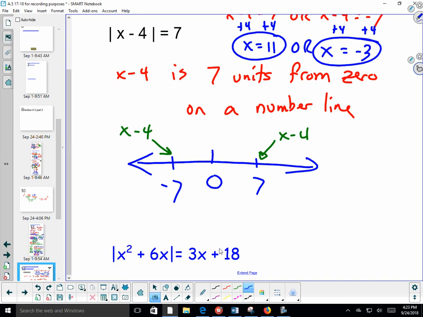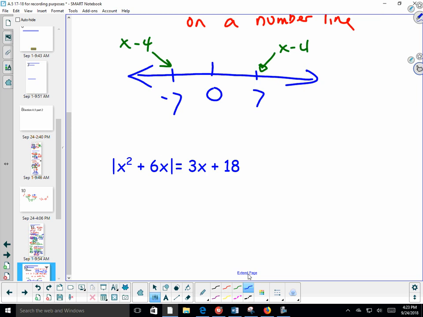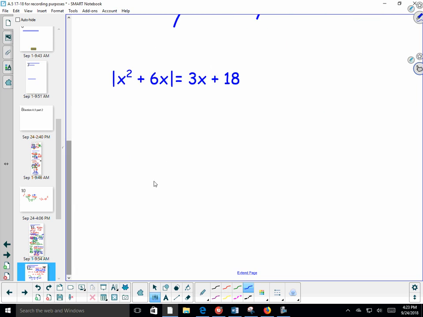Let's try an Algebra 2 kind of absolute value problem like this one. So in this case, I've got absolute value of x squared plus 6x equaling 3x plus 18. Again, with an absolute value, you're going to set up two equations with the word or in between them. So let's say our first equation is going to be that x squared plus 6x equals the 3x plus 18.